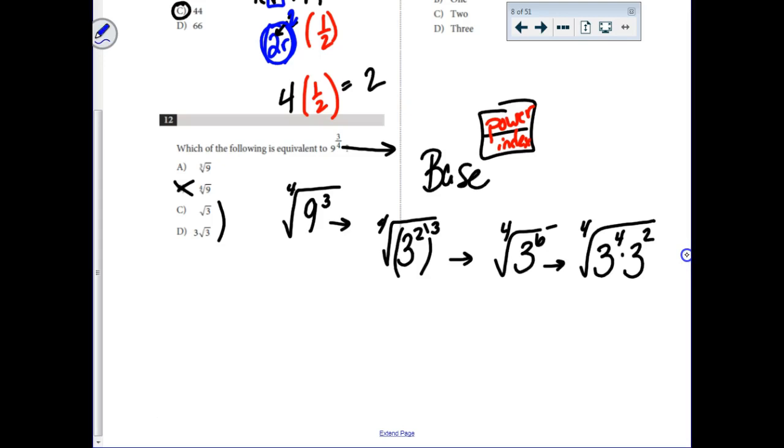What kind of jail are you in right now, guys? You're in a 4th jail. So if you could break these up into groups of 4s, you can hop out of jail, is what we used to call it back when you were little. So the 4th root of 3 to the 4th, this hops out as a 3.